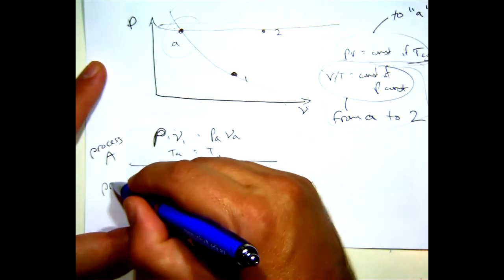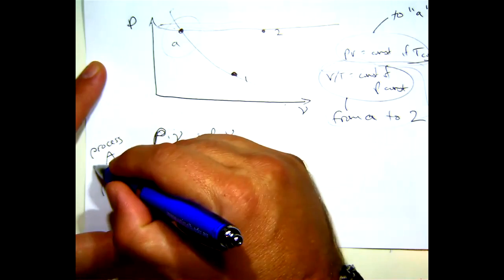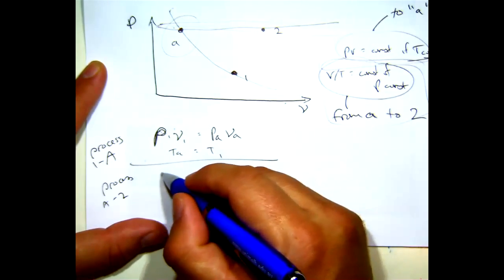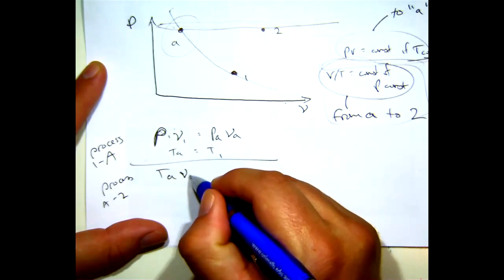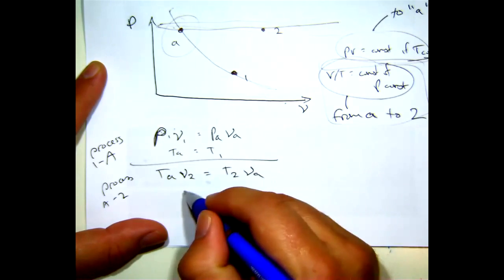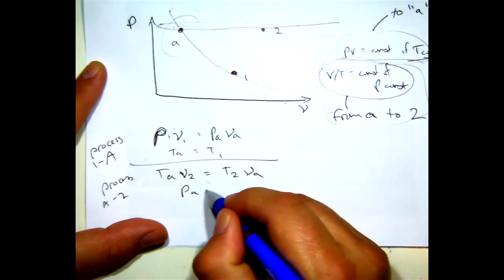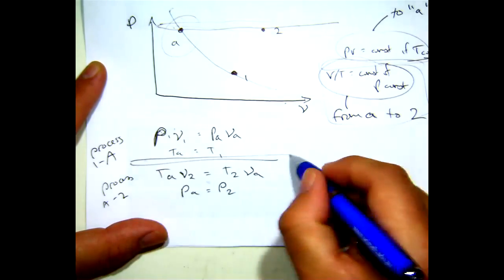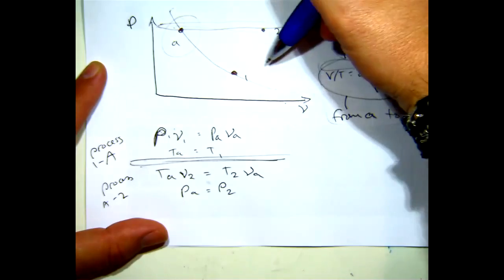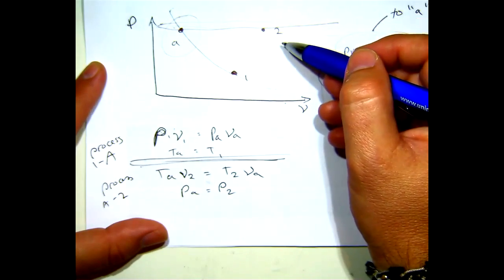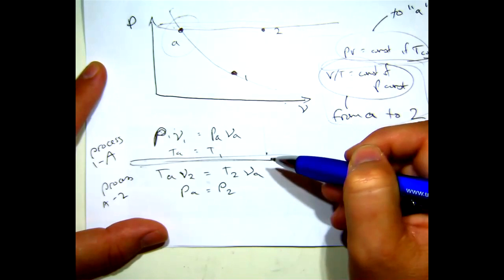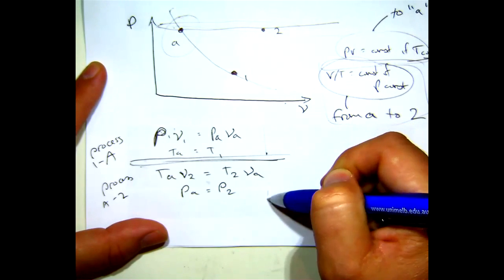And then for process 1 to A and A to 2, we can do a similar thing. We say T_A V_2 is equal to T_2 V_A, and the pressure was constant, so P_A equals P_2. So by letting the rules exist, I've gone from 1 to A to 2. This is what I know because of Boyle's law. This is what I know because of Charles' law.